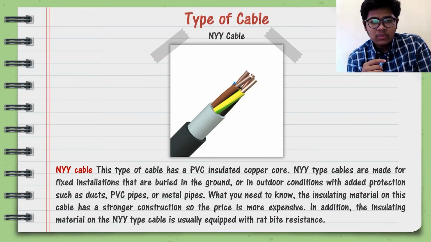NYY cable. This type of cable has a PVC insulated copper core. NYY type cables are made for fixed installations that are buried in the ground or in outdoor conditions, with added protection such as ducts, PVC pipes, or metal pipes. What you need to know is that the insulation material on this cable has a strong construction, so the price is more expensive. In addition, the insulation material on the NYY cable is usually equipped with heat resistance.